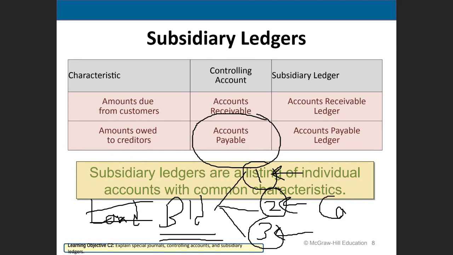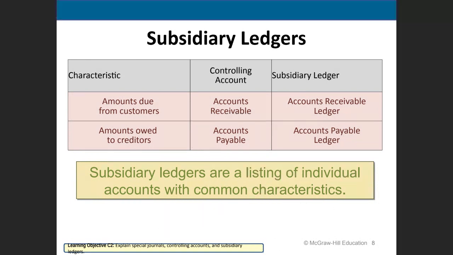The same thing for cars, for example, especially for companies that have many cars. Each car will have its own depreciation, its own cost, and its own useful life. So each car will have its own account, but collectively they will be under the controlling account, cars. Do you have any questions?